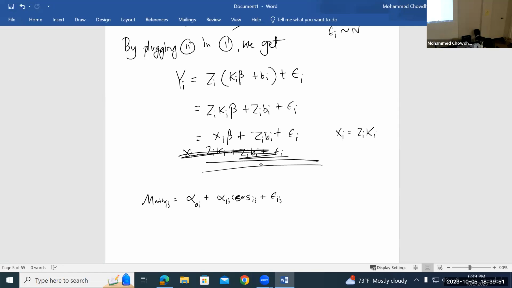Understand? Ith school. It is the ith school, so that means the student is coming from the ith school, so this will be the intercept for the ith school. Understand? Because the student is coming from the ith school, this is the intercept for the ith school, and this is the slope for the ith school. And my predictor variable is SES, socioeconomic score, but it is centralized.